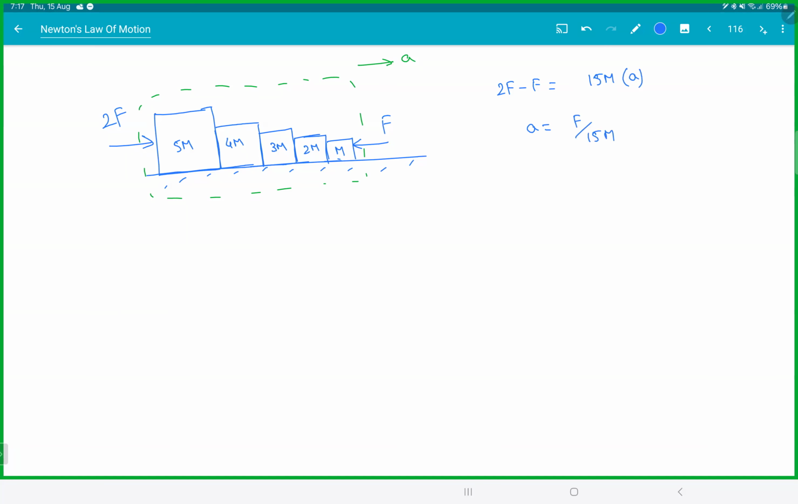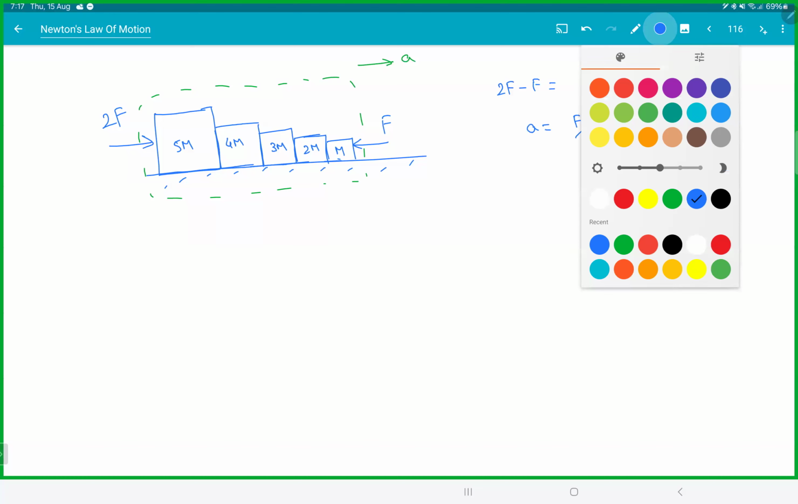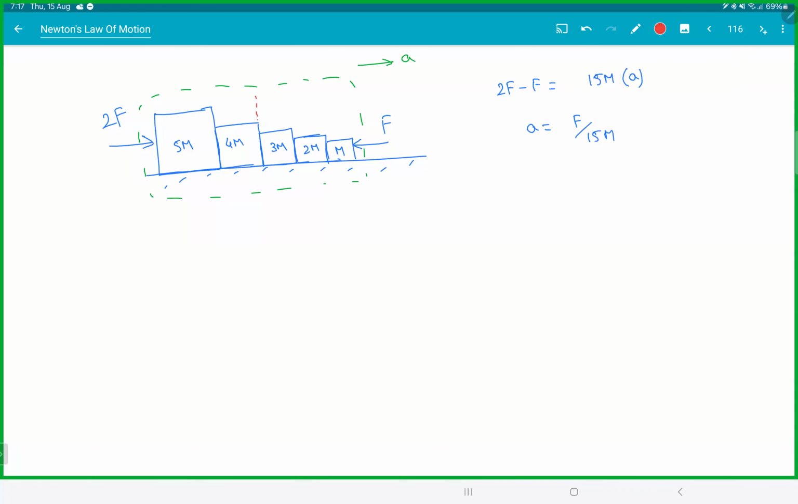Now, this thing I told you last time, you want to find tension somewhere, what to do? You cut it there. So you want to find tension between 4M and 3M, now cut it here. Now, when you cut it, you'll get two pieces. You can take the left piece or the right piece. I can take anyone, I will take the left piece. So this is 5M, this is 4M, this is 2F. This would be the normal reaction between 3 and 4, I'll write N34, and acceleration.